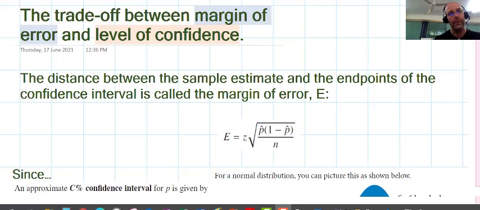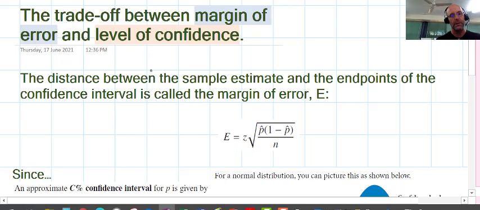Well, you can't have both. We're looking at the trade-off between margin of error and level of confidence. And the distance between the sample estimate and the endpoints of the confidence interval, that's called the margin of error. So there's a little formula there.